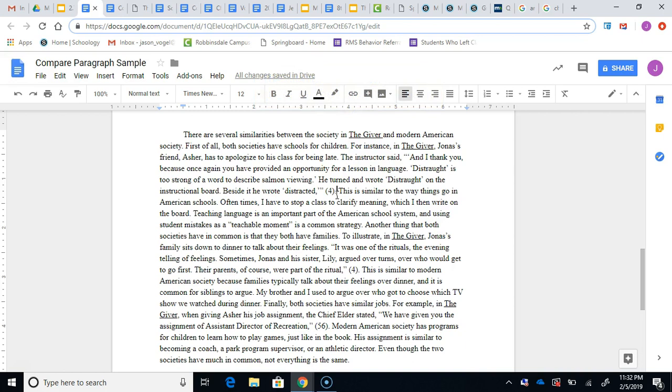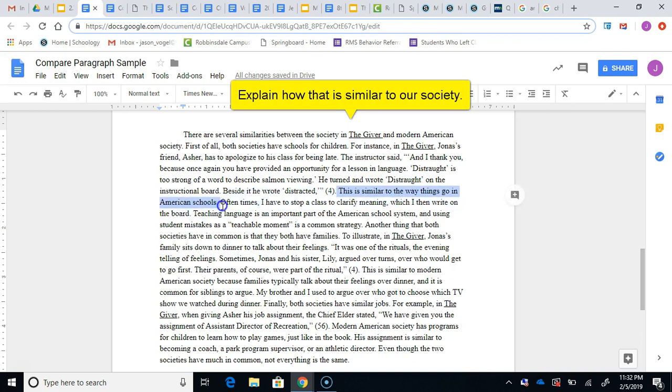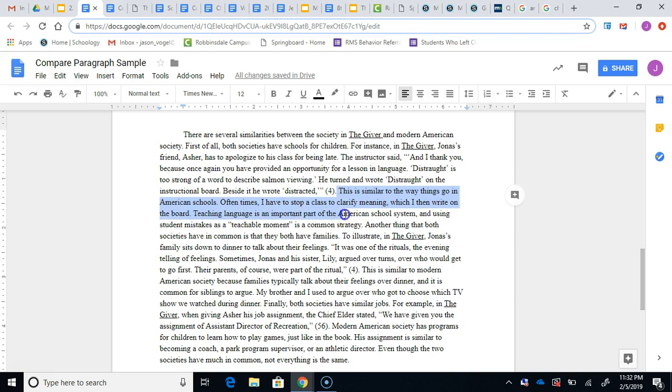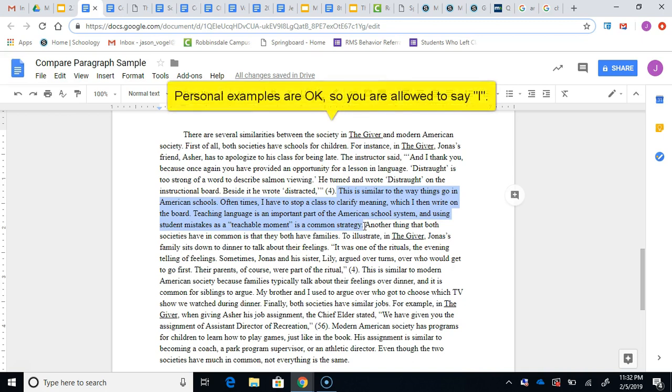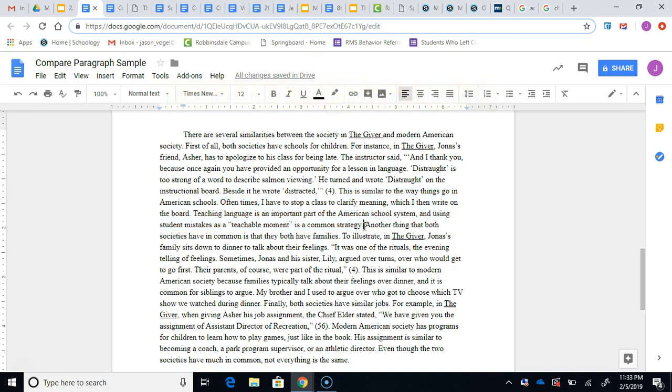After doing my TLQC, I have to show how that's similar to life in America. So, it says, this is similar to the way things go in American schools. Oftentimes, I have to stop the class to clarify meaning, which I then write on the board. Teaching language is an important part of the American school system, and using student mistakes as a teachable moment is a common strategy. So now not only have I pointed out in the book what it looks like, but I've shown what it looks like in our society. Now I can move on to my next comparison.